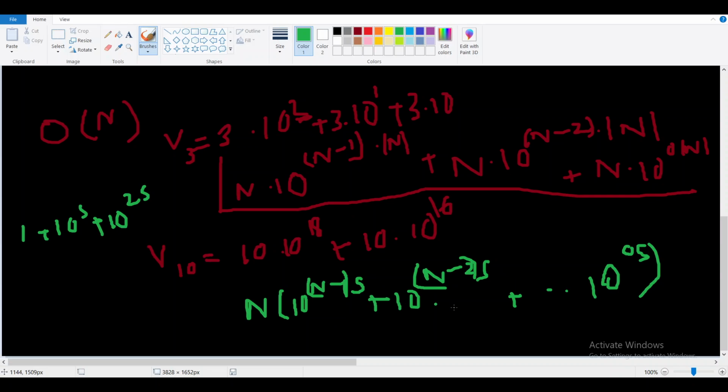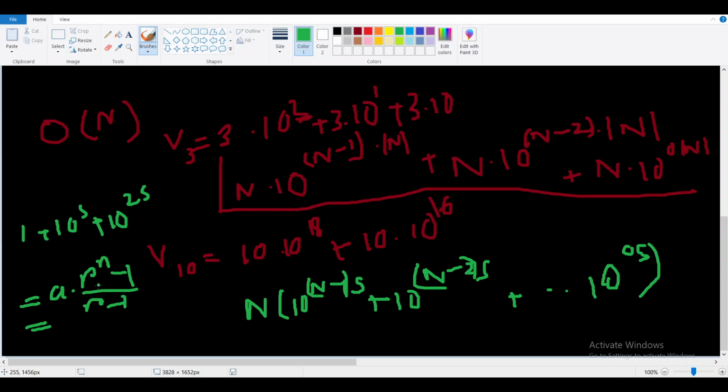And what is the number of terms in this GP? The total number of terms in this GP is nothing but n. So what is the formula of the GP? The formula of summation of the GP is nothing but a, the first value, into r to the power n minus 1 by r minus 1. Here the first term is nothing but our 1.